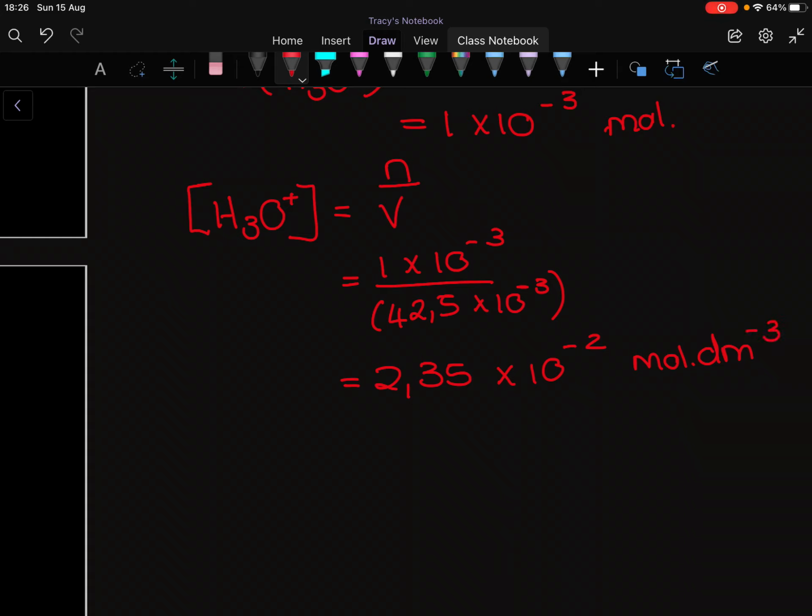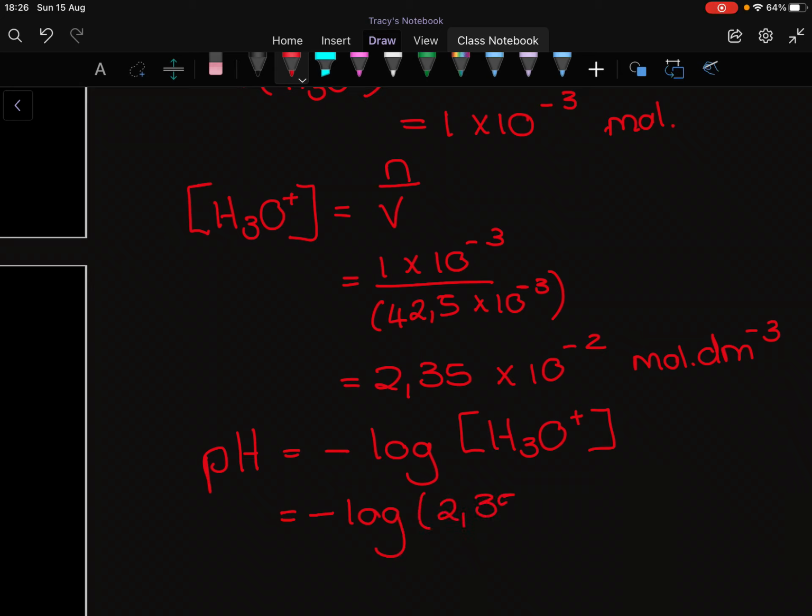Now that I've got the number of moles, pH is the negative log of the H3O plus ions. So it's the negative log of 2.35 times 10 to the minus 2. And we put this into our calculators. No one expects you to do this in your head. And we get 1.63. I'm happy with the low pH because I added in extra acid. I went beyond the neutralization point. There's extra H3O plus ions. It must be an acidic solution. And I hope that helped.